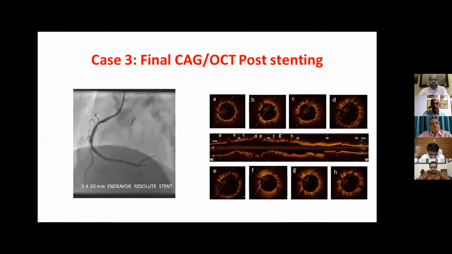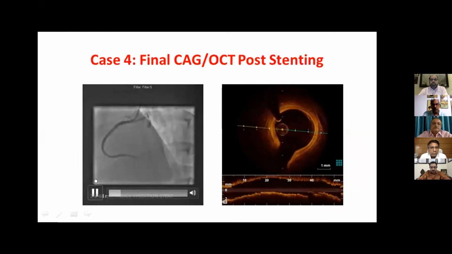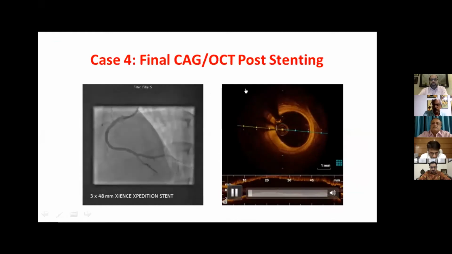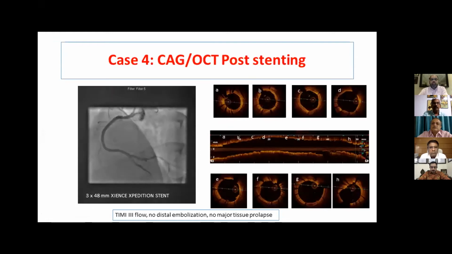While the next patient is case 4, which is fully organized thrombus. We don't wait. We just go straight in, cross, stent. Because here, anticoagulation is not going to help. This is a typical lotus stem lesion. So you just fix it, and you can see that the stent is really nice.